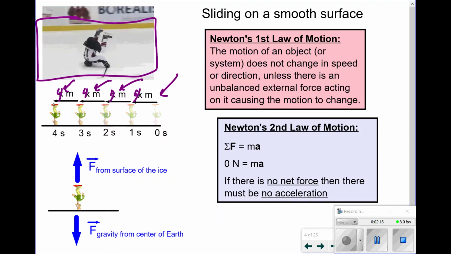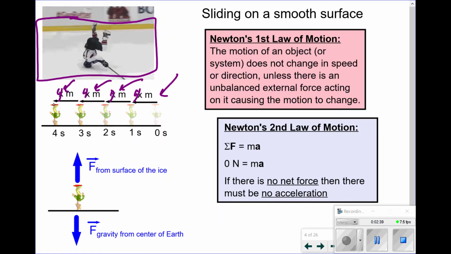Now, according to Newton's first law of motion, an object in motion, or a system, does not change its speed nor direction of that motion unless there is a net unbalanced force, an external force acting on that object or system to change the motion.